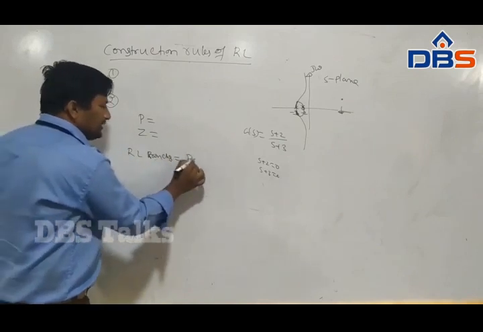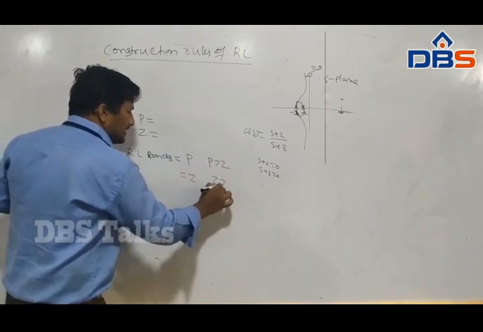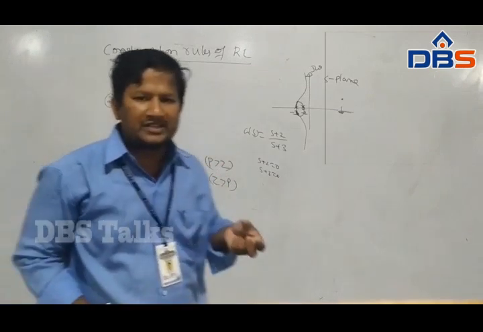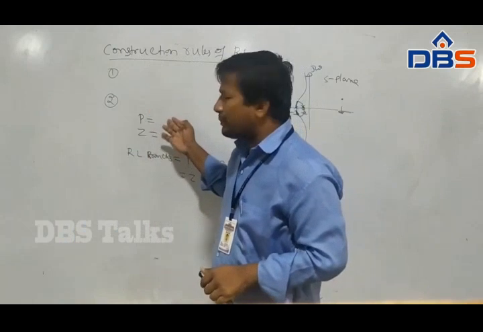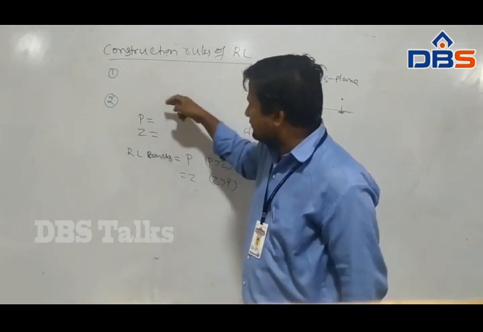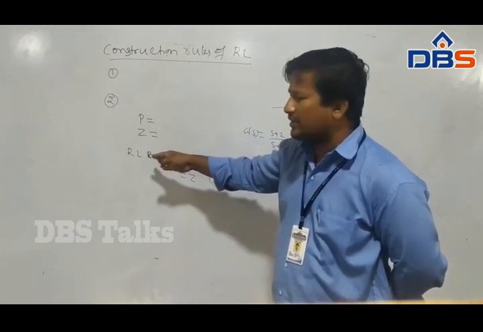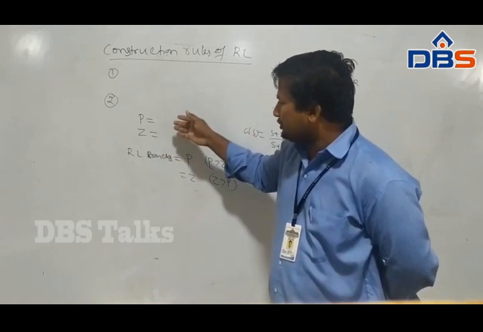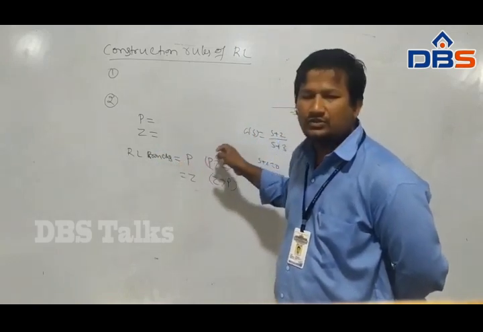So it is P when P is greater than Z, and it is Z when Z is greater than P. That is, the number of root locus branches in a root locus diagram depends upon the number of open loop poles and open loop zeros. If the number of poles is greater than the number of zeros, the number of root locus branches is equal to the number of open loop poles. Otherwise, if zeros are greater than poles, the number of root locus branches is equal to the number of open loop zeros.